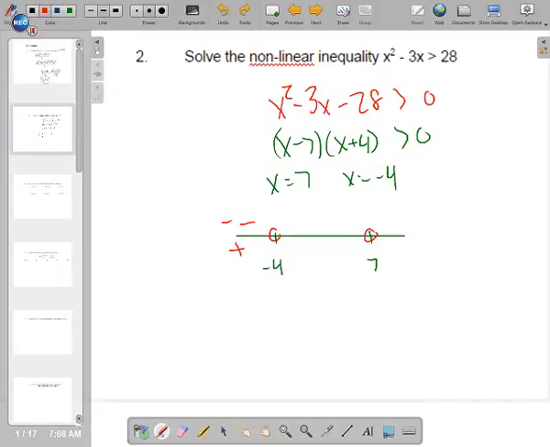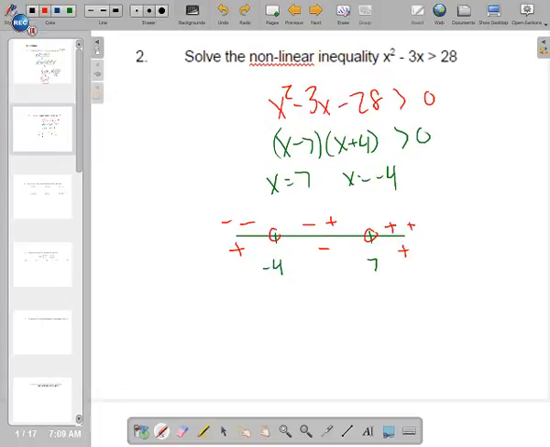If I pick a number between negative 4 and 7 like 0, 0 minus 7 is negative, 0 plus 4 is positive, and I'm going to get a negative number. Then if I pick a really big number like 100, 100 minus 7 is positive, 100 plus 4 is positive, and those will multiply to a positive.